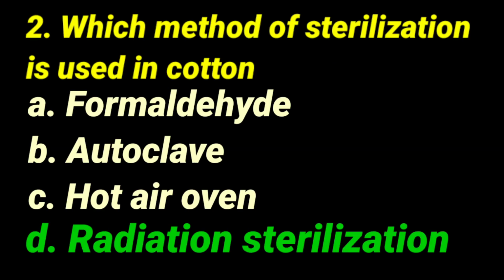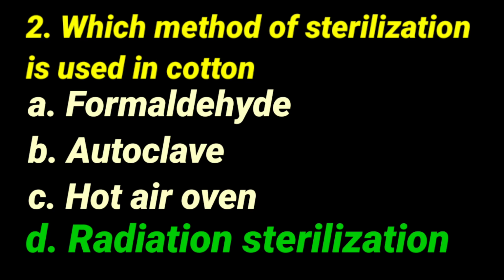Then question number 2: which method of sterilization is used for absorbent cotton? Usually absorbent cotton is sterilized by radiation sterilization, especially by using gamma radiation. So radiation sterilization, gamma radiation, is the correct answer. Formaldehyde, that is a chemical method of sterilization. Autoclave, that is moist heat sterilization.